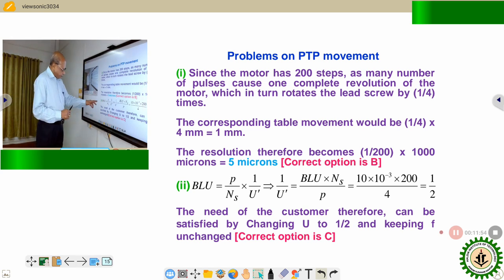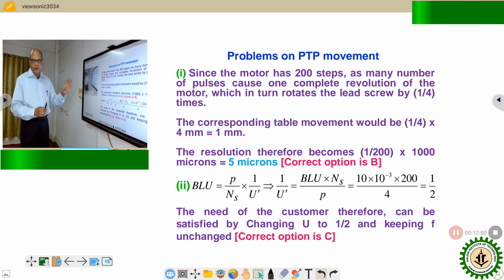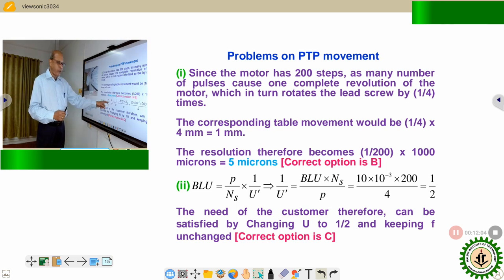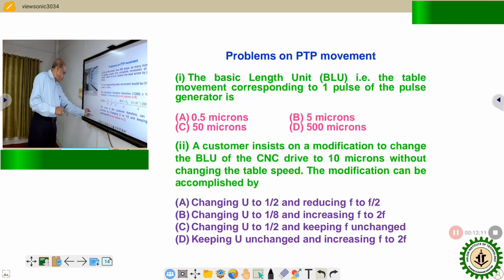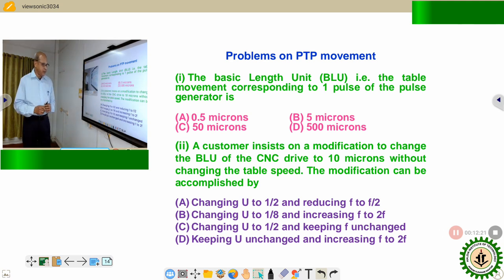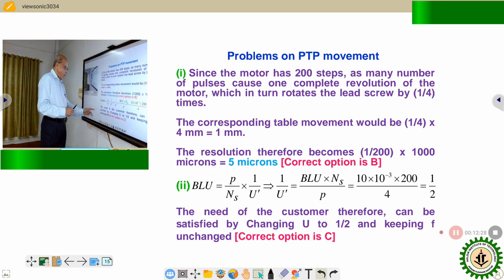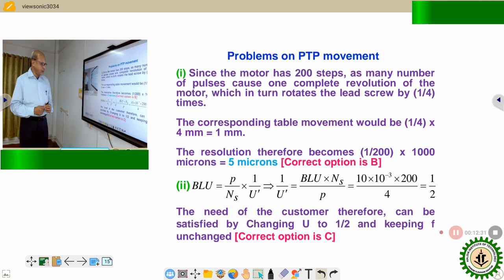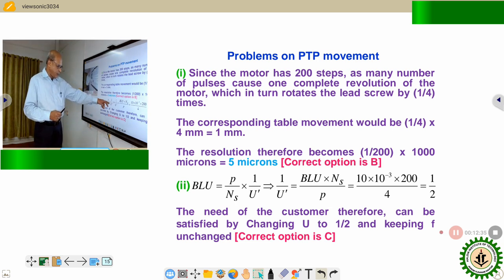And in the second one, we have got our standard relationship, BLU equal to P by NS. We used to write P by NS into Rg, but here Rg is put in a different fashion, 1/U. So in the modified scenario, I have introduced U dash. Okay, so what are the problem statements? Once again, a customer insists on a modification to change the BLU of the drive to 10 microns without changing the table speed. How to accomplish this modification? How is it possible? That is by changing the gear ratio. So I have taken the modified gear ratio as U dash. So eventually it comes 1/U dash equal to BLU into NS by P. All our other parameters remain constant.